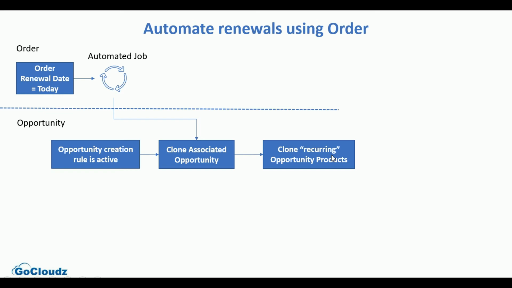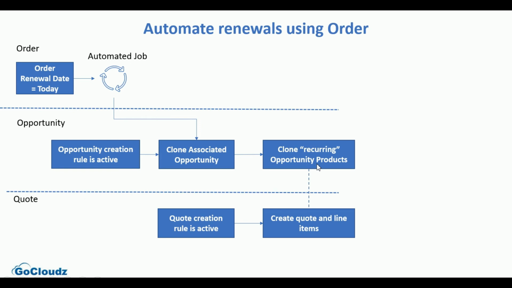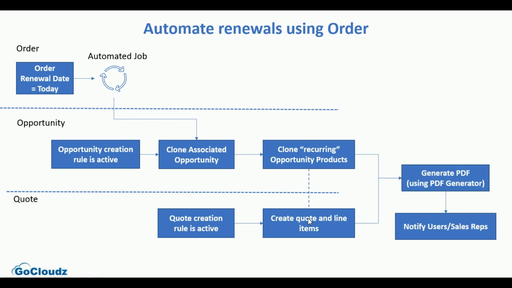Please note, only products having type as recurring are created. A custom type field to specify recurring or one-time has been provided on the standard product object as part of this app. If the quote creation rule is also active, it will create a quote under this opportunity, with quote line items. Optionally, PDF can be generated on opportunity or quote creation, and users can be notified using the PDF rules feature of our other application PDF generator.